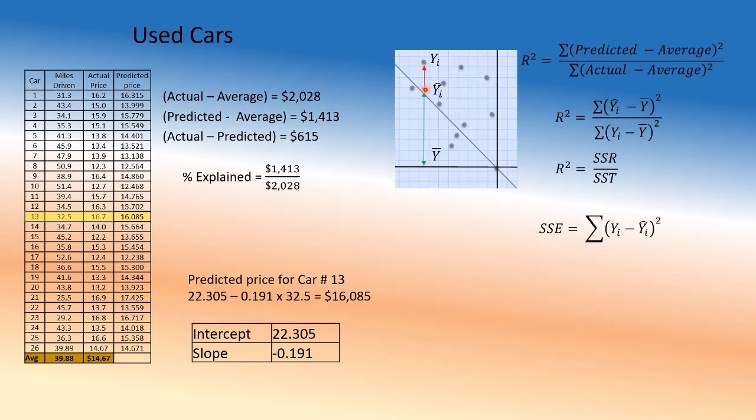What if you divide by n, or more precisely, the degrees of freedom? And the degrees of freedom in the case of regression is n minus k minus 1.